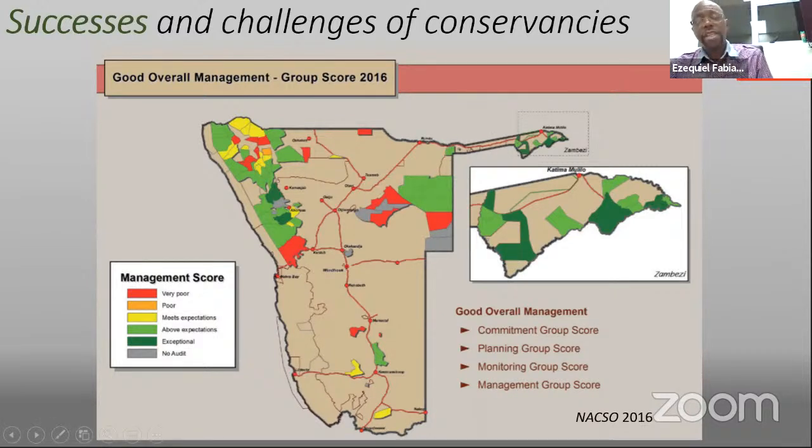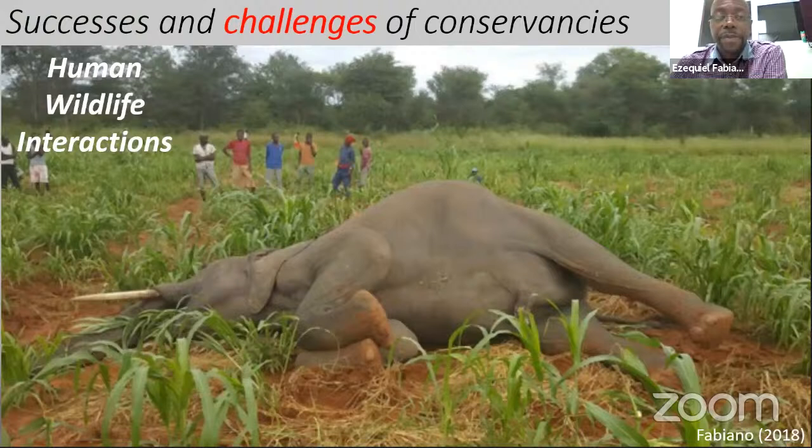So altogether, there are three pieces. Increases in the number of wildlife, and also good management, all then contribute to an increase in benefits that communities can accrue from being part of these conservancies. But on the other hand, this has not been without challenges.